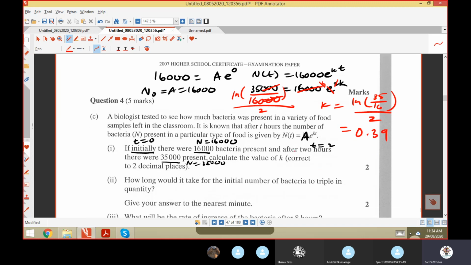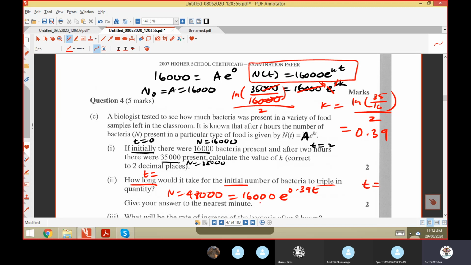Happy? How long, what letter? T. Would it take for the initial number of bacteria to triple in quantity? So initially there was 16. Yeah, 48. So pretty much find T when N is 48,000. Go and sub it back into the original, right here. But you already know what K is this time. So sub it into that. E to the 0.39T. And solve for T. And it says, write your answer to the nearest minute.